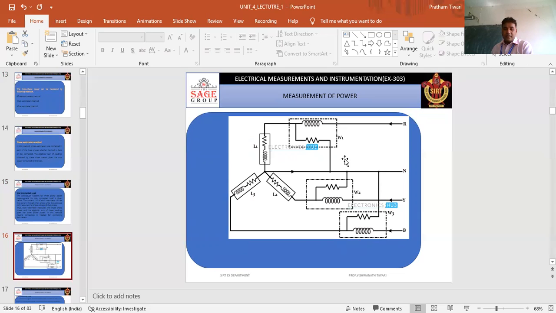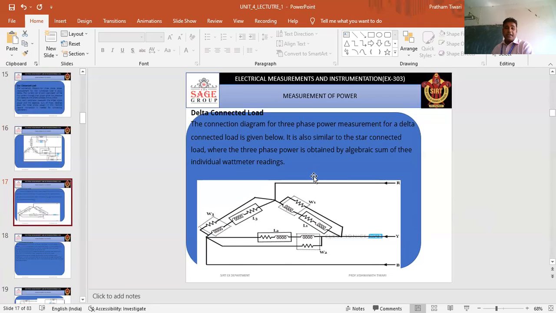In the three-phase power measurement of the star connected load, in the 3 wattmeter method, the CC of all these wattmeters is connected in series with the 3 phases R, Y, B, and all PCs of the 3 wattmeters are connected to the common point N.